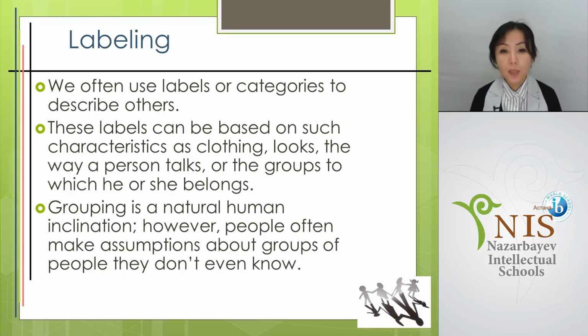We often use labels or categories to describe others. It is always like that, but you can be aware of this. And these labels can be based on such characteristics as clothing, looks, the way a person talks, or the groups to which he or she belongs. And grouping is a natural human inclination. However, people often make assumptions about groups of people they do not even know.